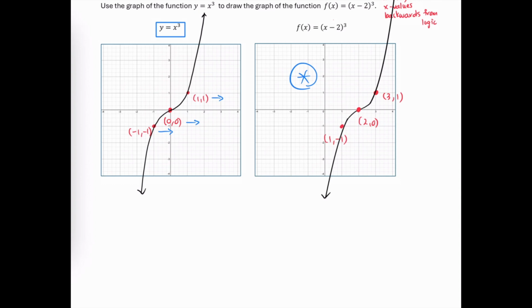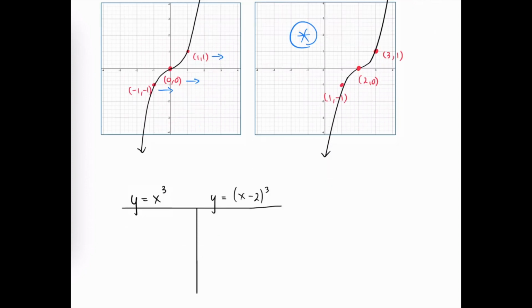When the transformations get more difficult, it might be easier to keep track of where those points of interest land in a table. We would start with the original points of interest, (0, 0), (1, 1), and (-1, -1). And in order to apply this transformation on the inside, again, we're going to affect the x values in a way that's backwards from logic. It looks like we might be subtracting 2 from the x values, but that would be logical, and we're going to operate in a way that's backwards from logic. So in order to get the landing spot for these points of interest, we're actually going to add 2 to the x values.